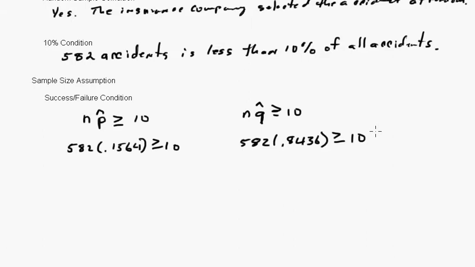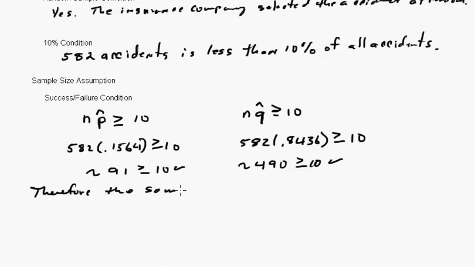I haven't done this computation, so I'll just do it right now. 582 times 0.1564 is approximately 91, so that's greater than 10. And then this is going to clearly be bigger. That is approximately 490, so that's greater than or equal to 10. Okay, so therefore the sample is large enough.